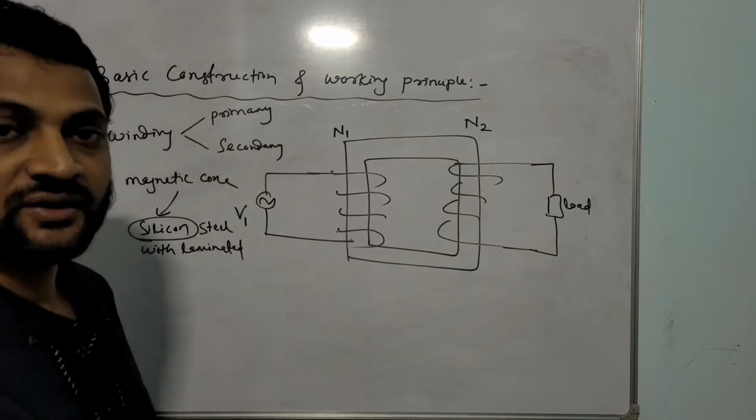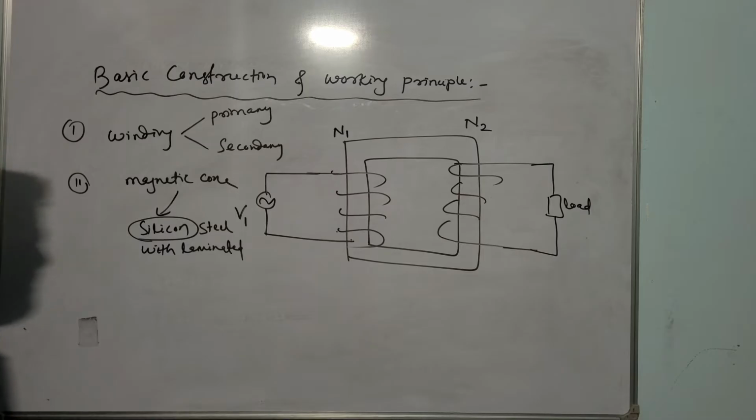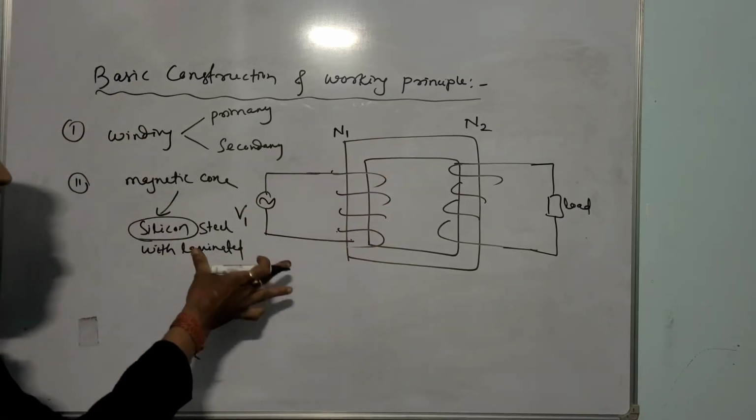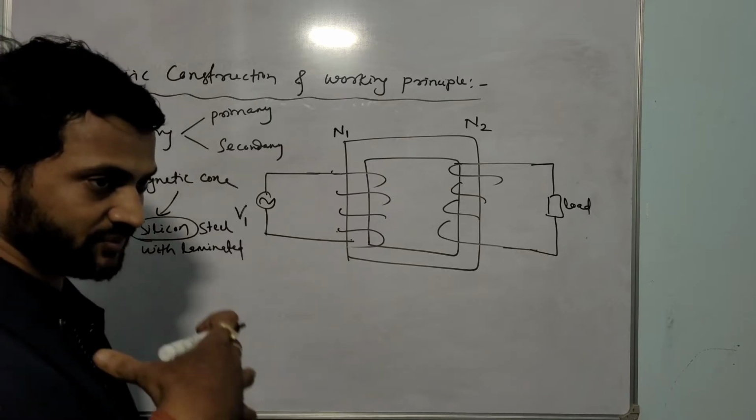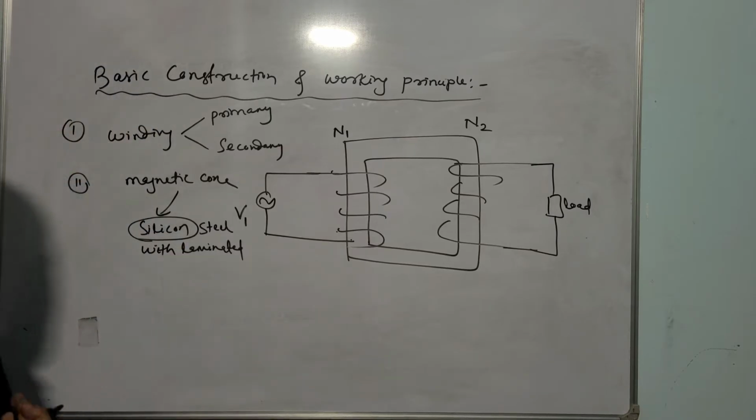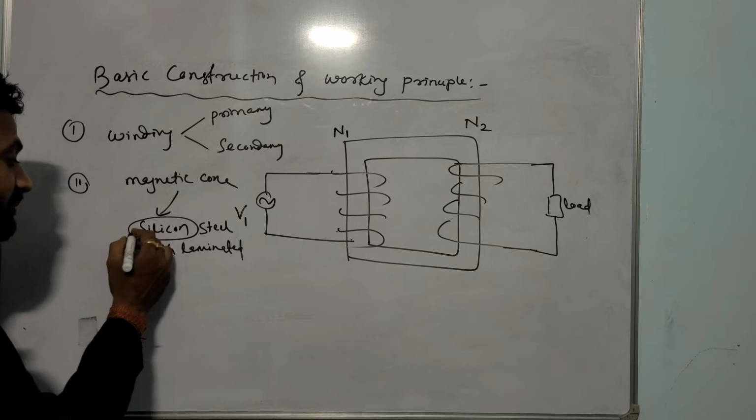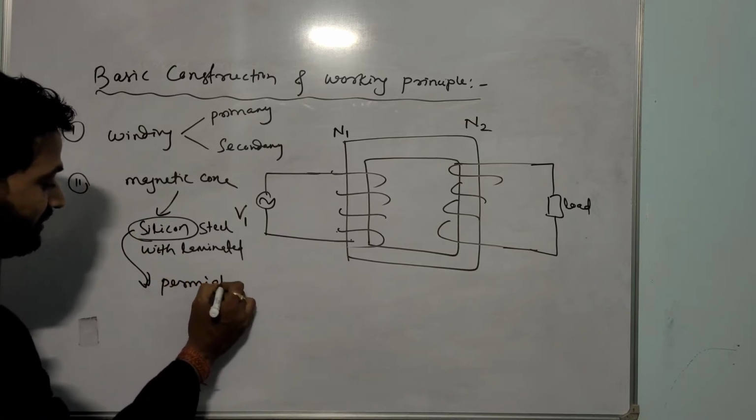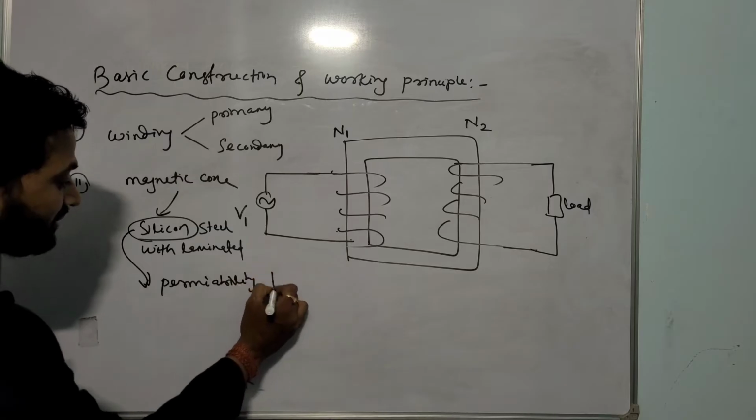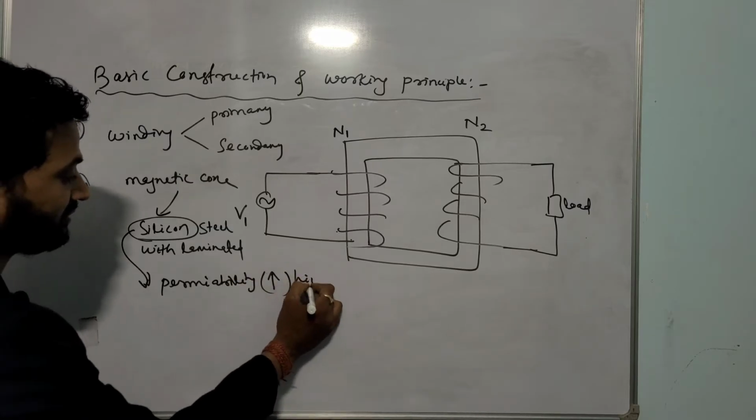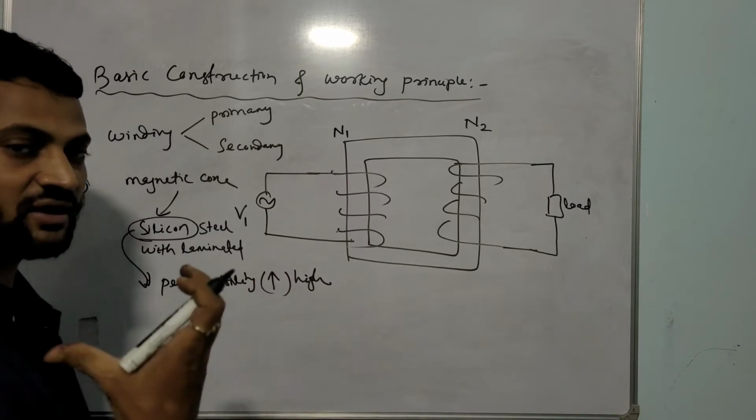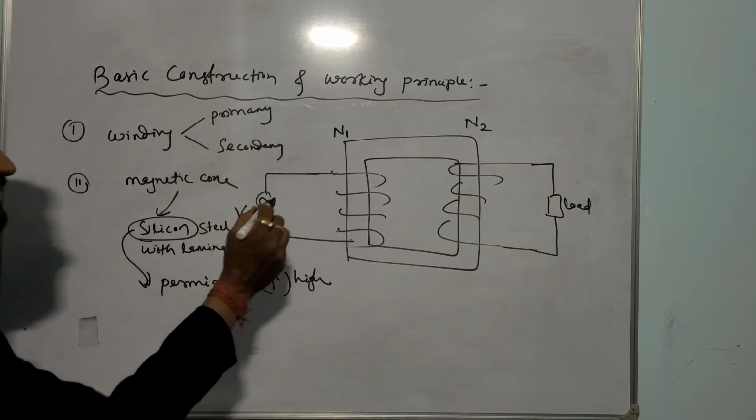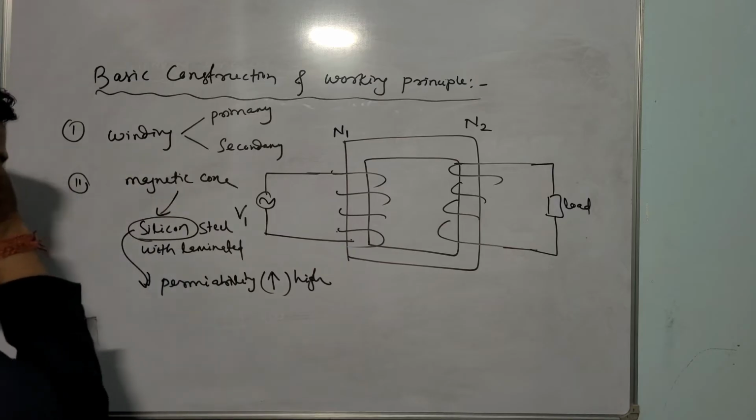Because it reduces hysteresis loss. If we use silicon steel, that will reduce hysteresis loss because the area of the hysteresis loop will be less due to the high permeability factor. It is a ferromagnetic material with high permeability. That's why the area of the hysteresis loop will be less, and that's why you can use silicon steel as your magnetic core.